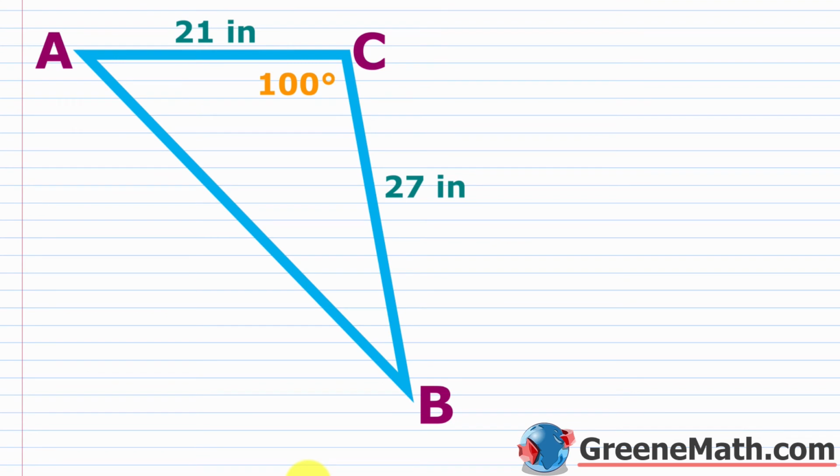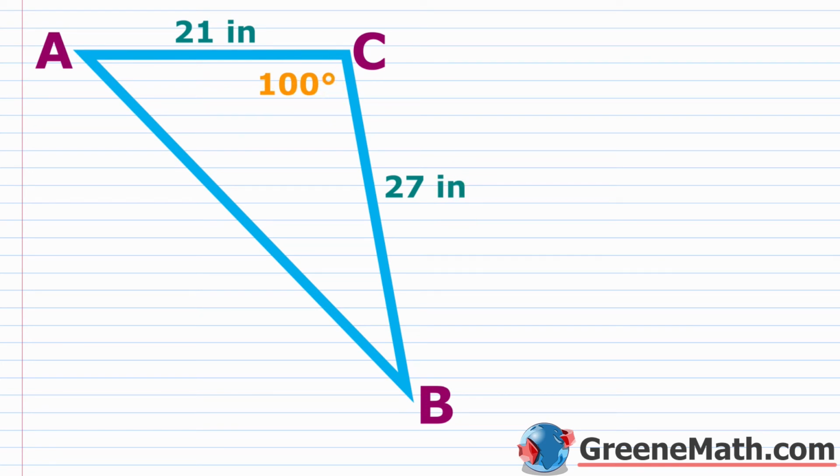Let's look at some examples here. I'm going to do two with side angle side and then two with side side side. And then we'll look at some Heron's formula area problems. The first thing you'll notice here is you have side angle side, right? So I have side B is 21 inches, I have angle C is 100 degrees, and I have side A is 27 inches.